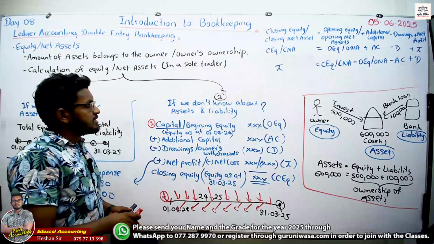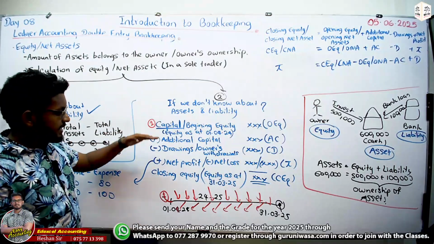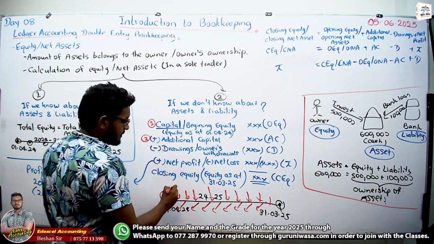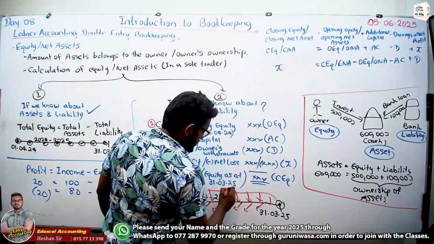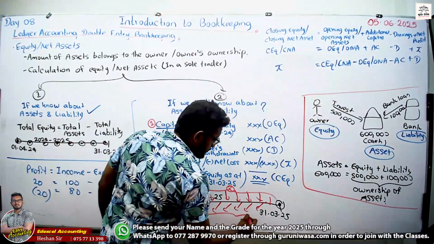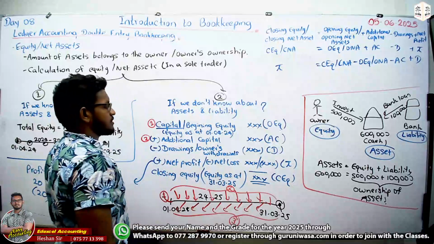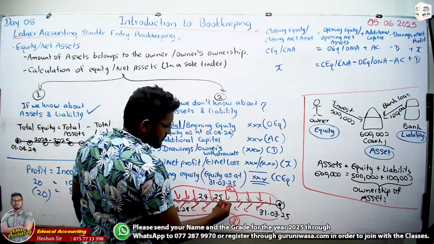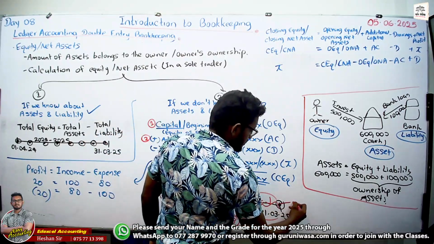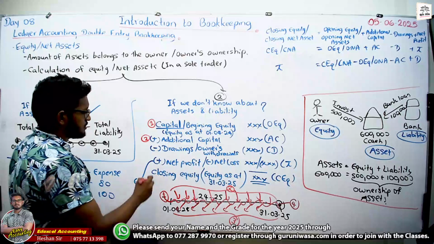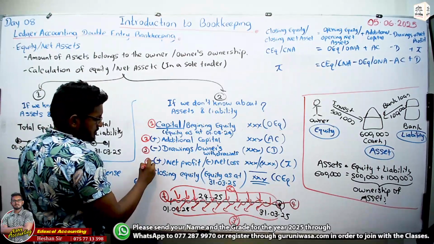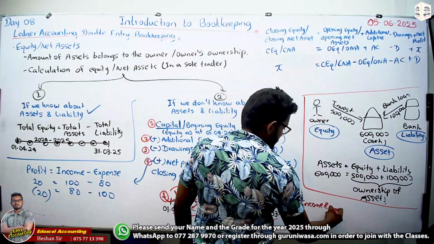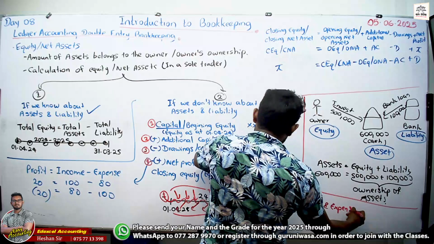So how to calculate the equity in a sole trader? First we take the owner's opening date equity. To that we add additional capital. Additional capital means owner's investments during the period. And from that we deduct owner's withdrawals. Net profit means income and expenses generated during the accounting period, right? I'll explain income and expenses in the next accounting element, next day, right?